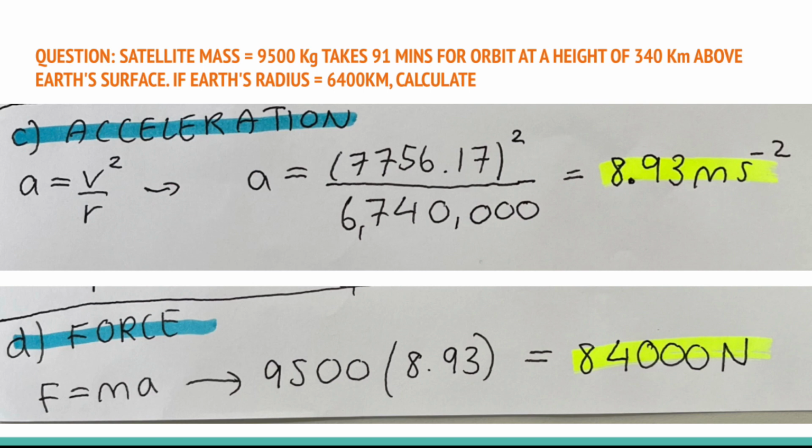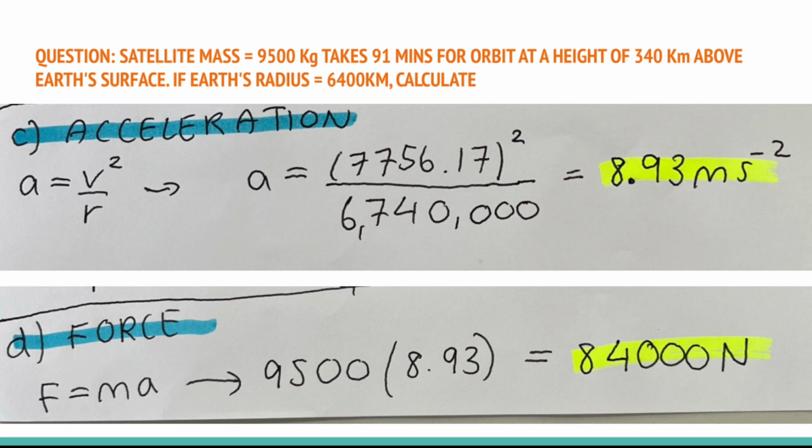On to the next one, we have acceleration. Acceleration, we use the formula acceleration equals linear velocity squared divided by radius. And as we know, linear velocity is our answer above, and so we bring that down and we square that and divide it by the radius that we also calculated. This will equal 8.93 meters per second squared.